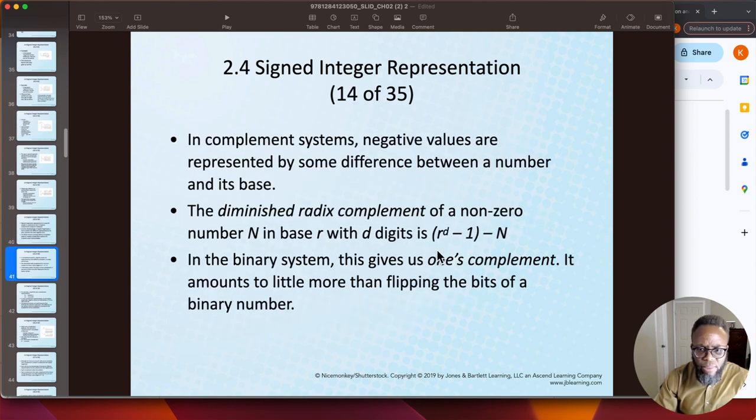Okay, so I just want to skip through this real quick so we can talk about some important concepts I wanted to cover. You guys can read through this. Some concepts called the diminished radix complements of a non-zero number n in base r. So some formula that you can use to just formalize some of the stuff that we talked about in the previous slides. Now, there is something called 2's complement and 1's complement.